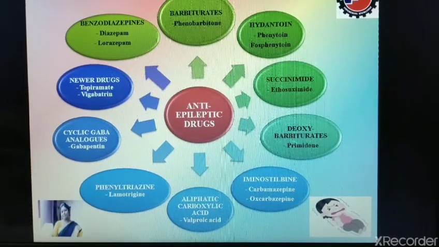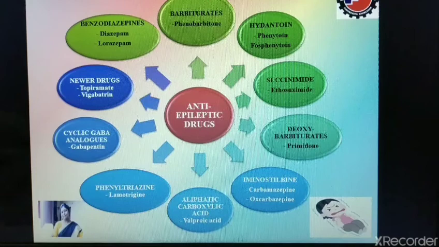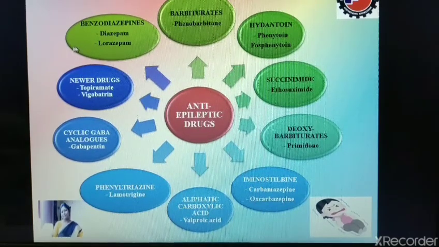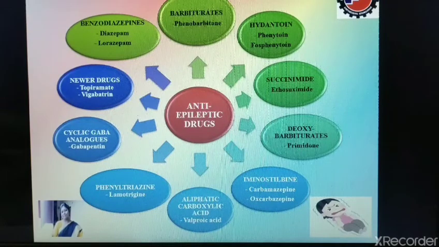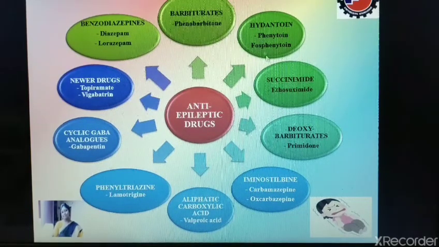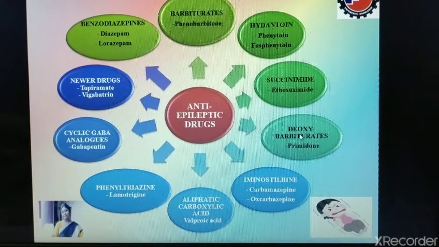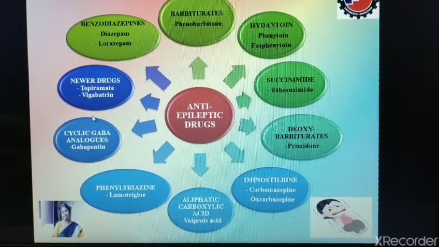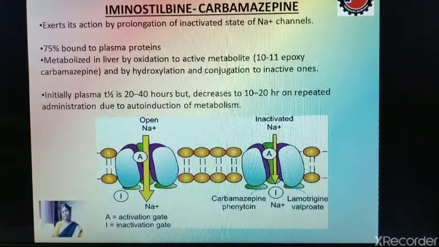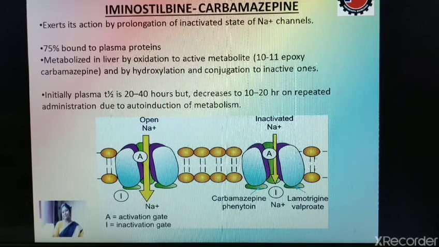divided the anti-epileptic drugs into two segments with the help of green color and blue color. So if you see into it, you will find that we have covered up the green portion in our last video, that is benzodiazepines, barbiturates, hydantoins, succinimides and deoxybarbiturates. Today in this last video, we will be starting with the iminostilbene group and going through the last 5 groups of anti-epileptic drugs. So let us begin with the iminostilbene group, that consists of the drugs carbamazepine and oxcarbazepine.